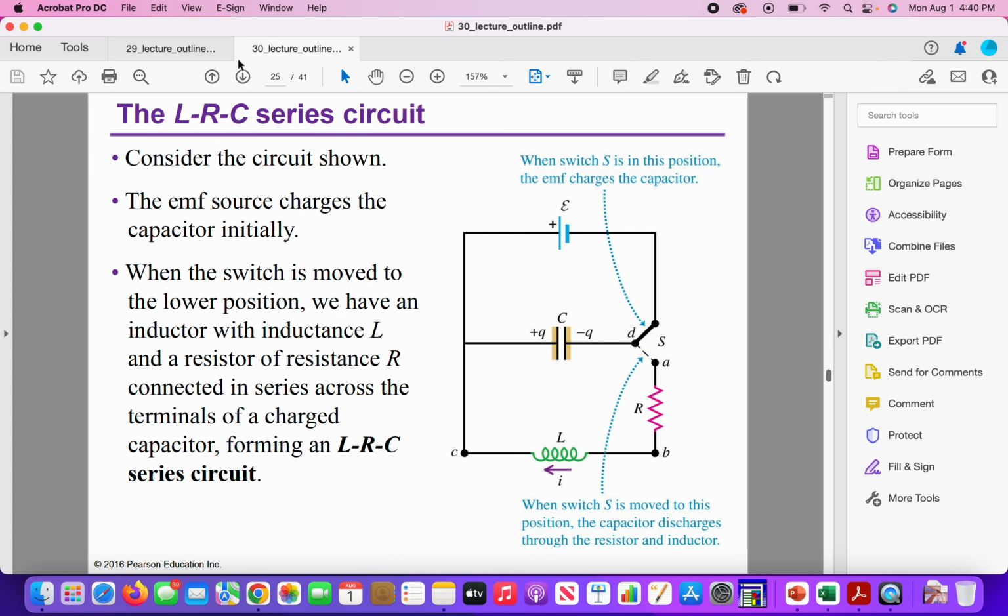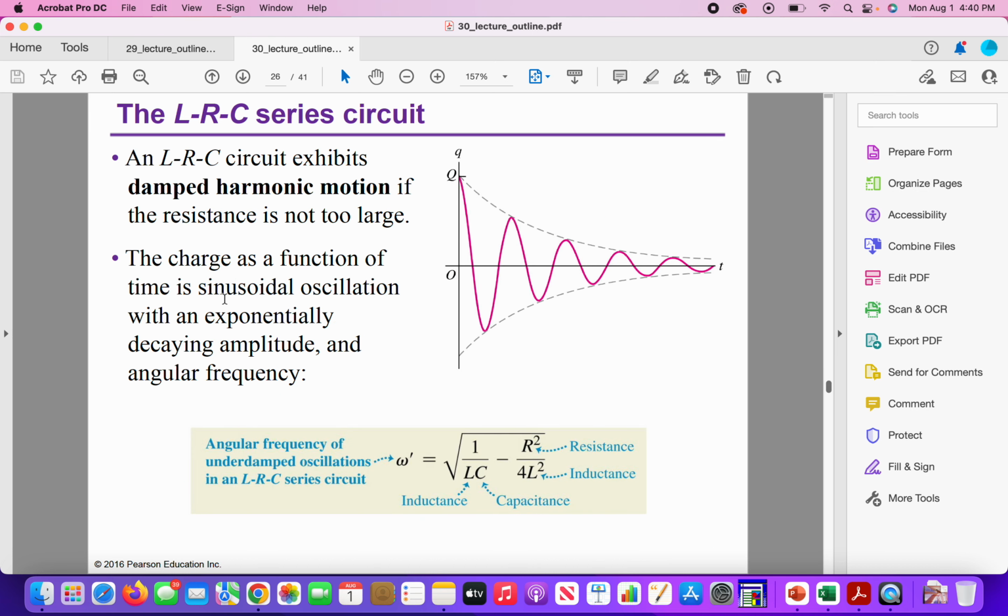LRC circuit. Now the LRC circuit exhibits damped harmonic motion, which means the oscillation is going to be decaying, and the charge as a function of time is a sinusoidal oscillation with an approximately decaying amplitude, and the angular frequency is going to change. It is omega prime equals square root of 1 over LC minus R squared over 4L squared. And of course, L is the inductance, C is the capacitance, and R is the resistance.